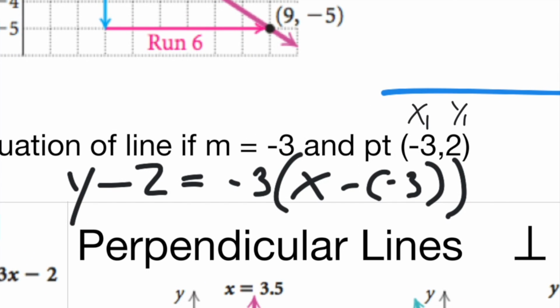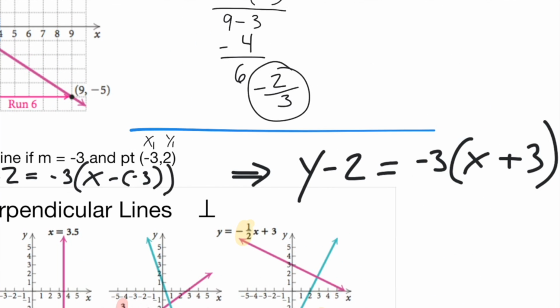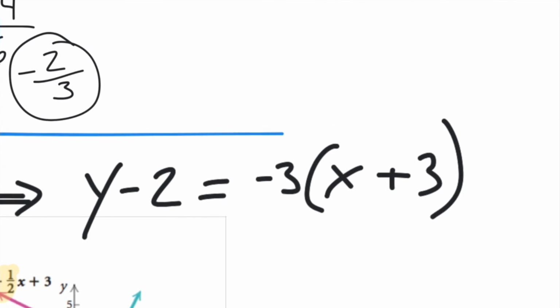Again, I enjoy labeling this x1, y1. This is negative 3, y1 is right here, 2. And you can simplify that a little bit. You get here.